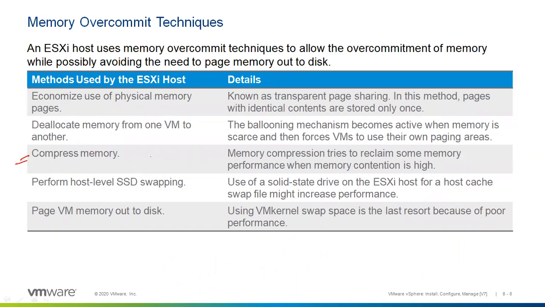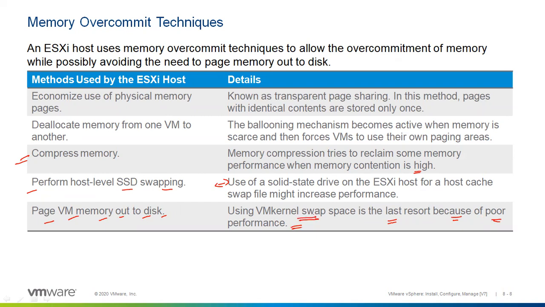Memory compression tries to reclaim some memory performance whenever memory contention is high. Host level SSD swapping, the example I was telling you, swap can be done on SSD level so that pages can be moved in and out fast, paging VM memory out to the disk. Using VM kernel swap space is the last resort because of poor performance.